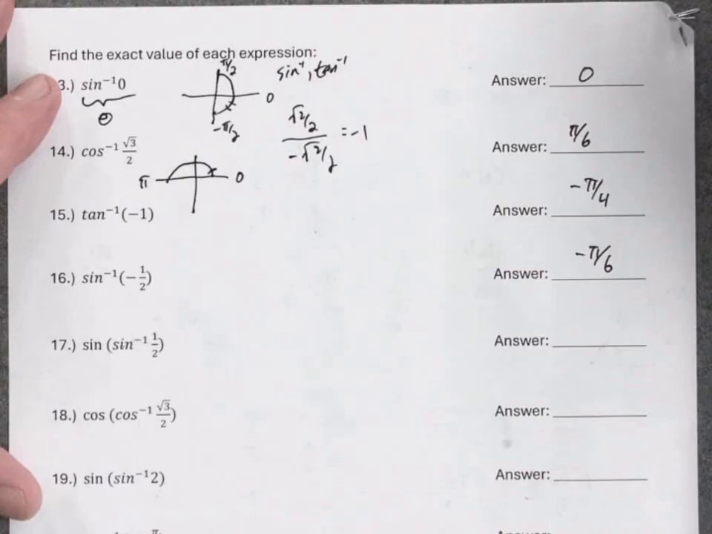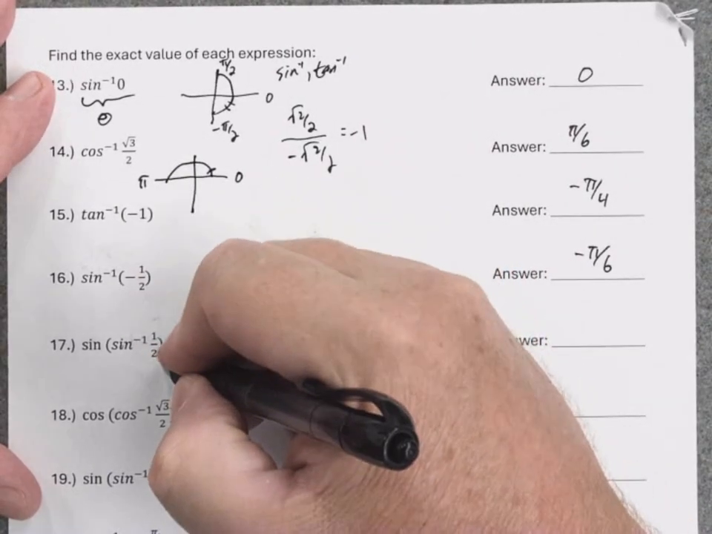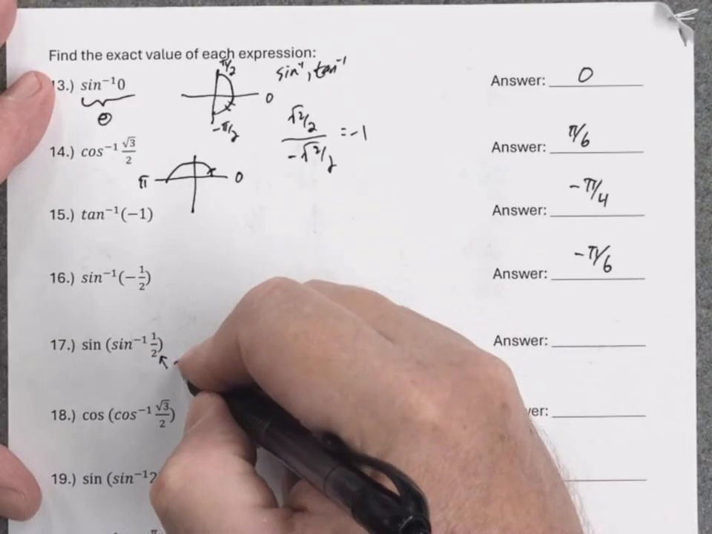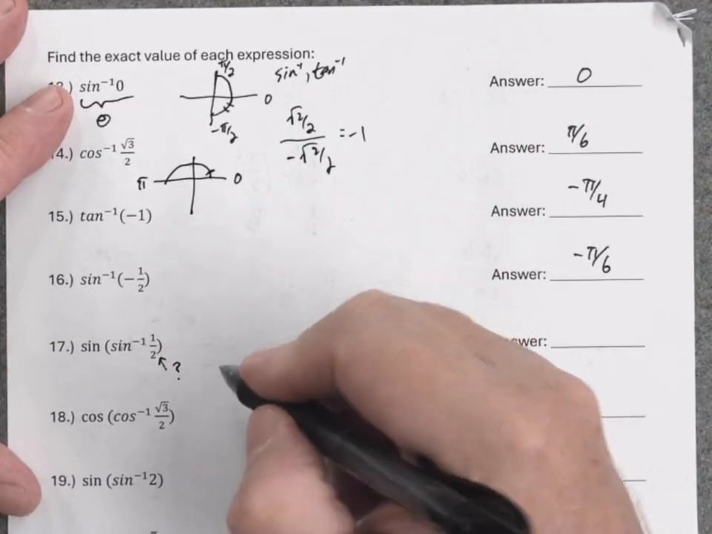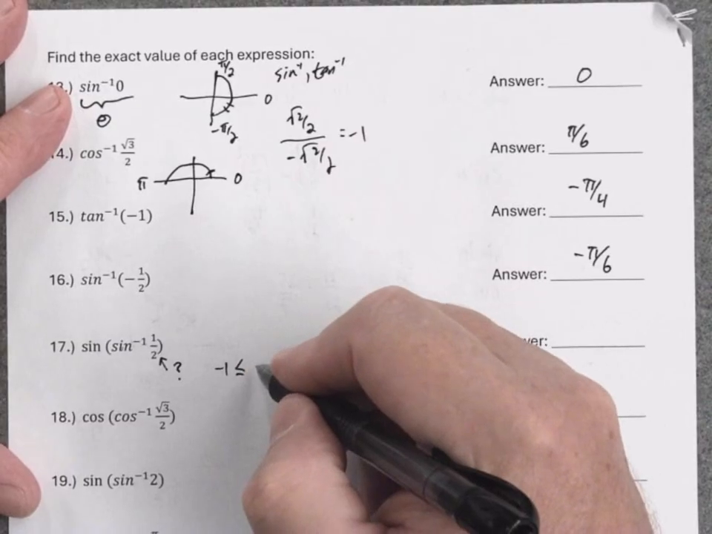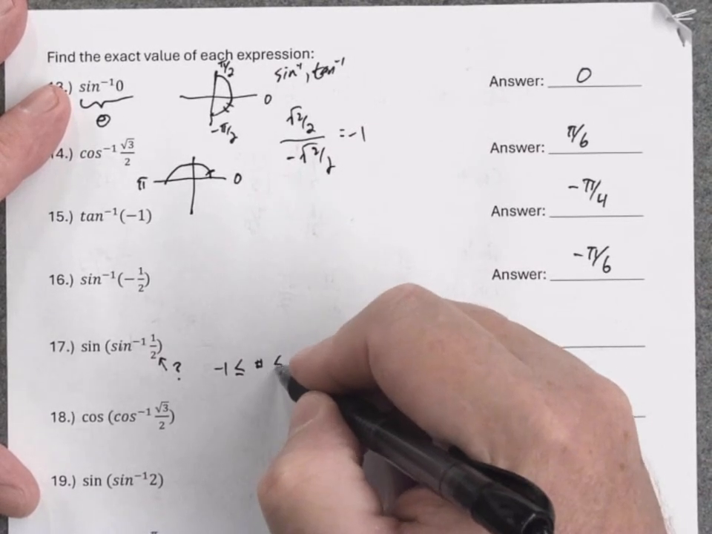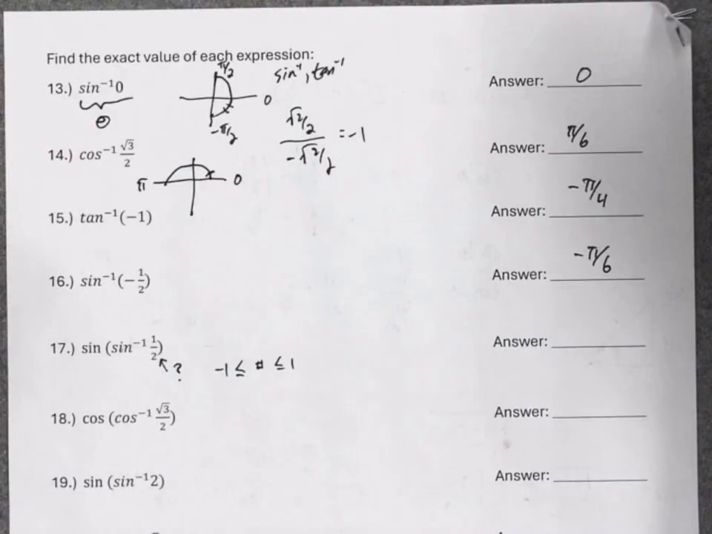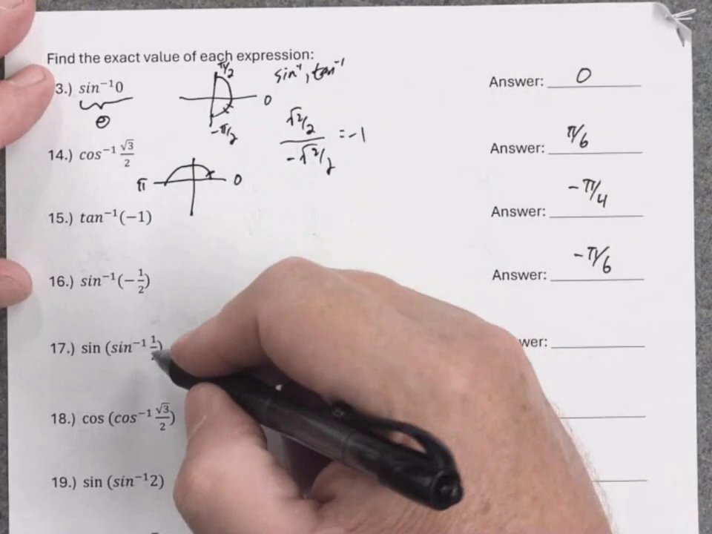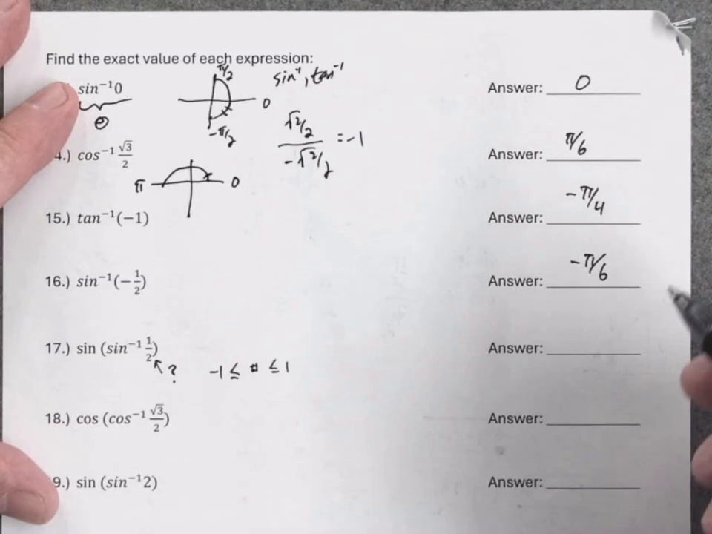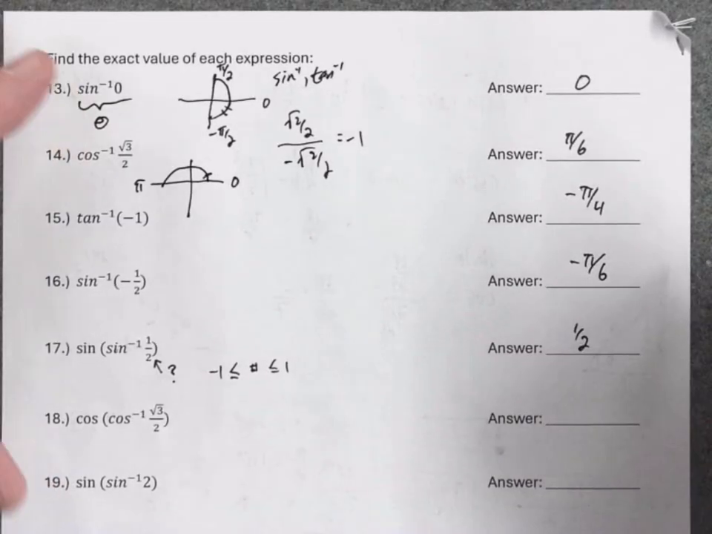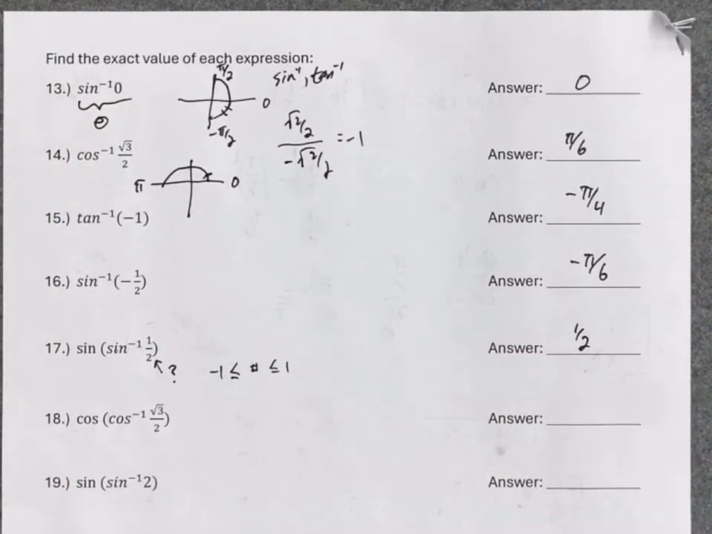The only thing we care about is this number. Is that number between -1 and 1? If it is, we use a shortcut. If that number is not between -1 and 1, then there's no answer. It's not defined. Well, since 1/2 is between -1 and 1, we use a shortcut, and we just say it's 1/2.